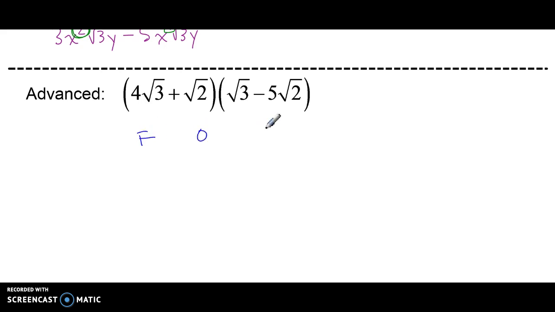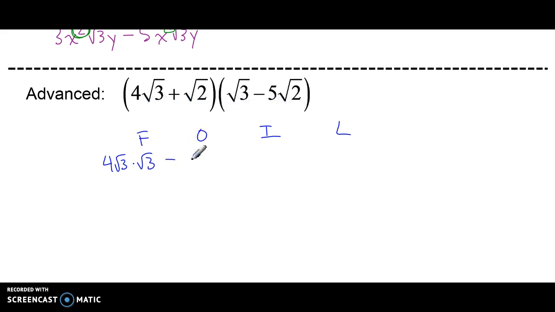I bet you're thinking of the FOIL method. First, outside, inside, last. And I'm going to work it really slowly here in the video. Please feel free to skip a lot of the steps that I'm about to do. I'm doing things so that if you're watching the video later on, you can catch every little step in case you're missing something. So first means 4 square root of 3 times square root of 3. The first term there times the first term there.